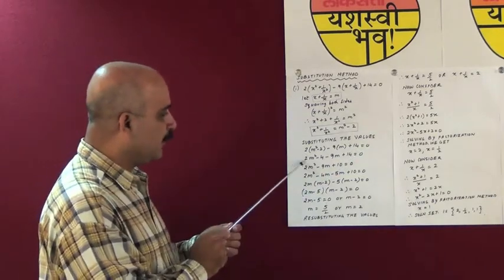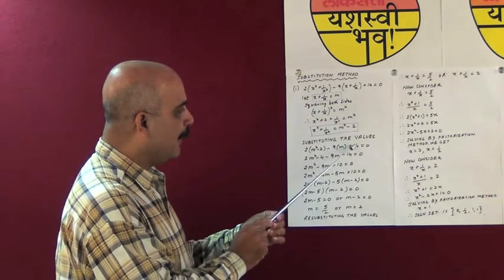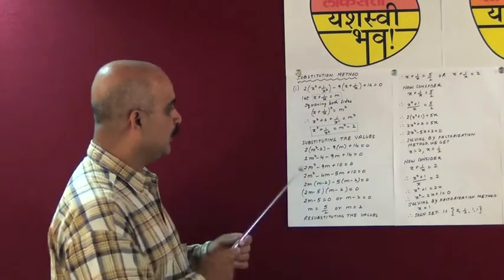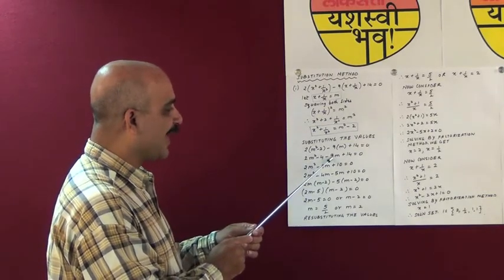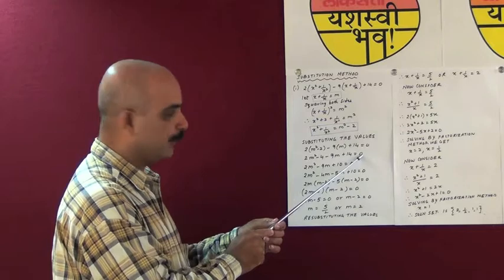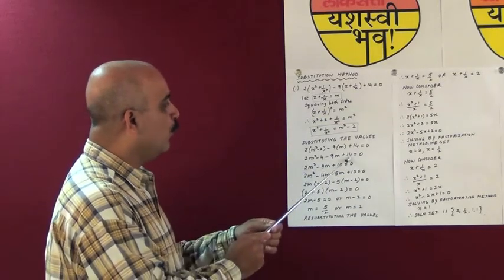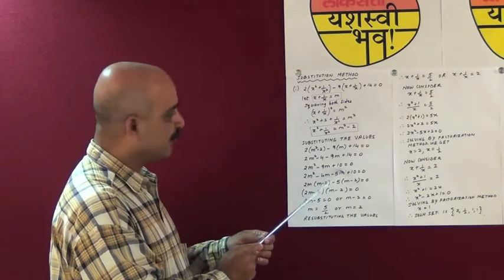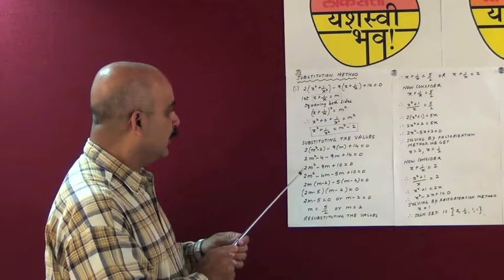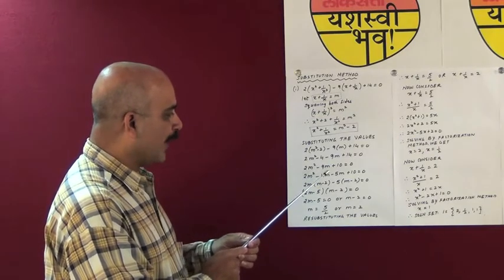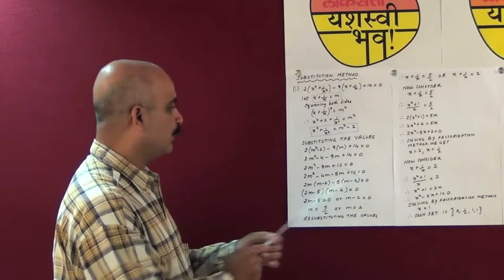We open the bracket here. 2m square, 2 into 2 is 4, minus 9m plus 14 is equal to 0. That gives you 2m square minus 4 minus 9m plus 14 is equal to 0. That gives you 2m square minus 9m, 14 minus 4 is 10, is equal to 0. We split the middle term again. So we get 2m square minus 4m minus 5m plus 10 is equal to 0.